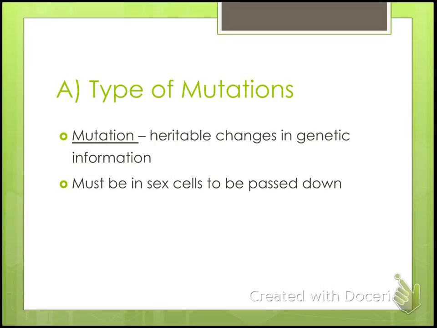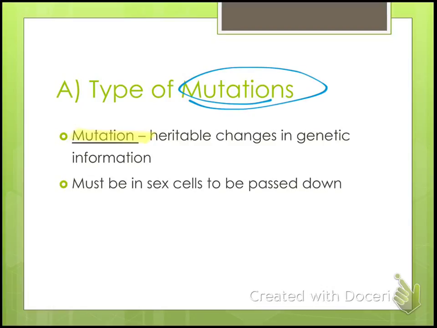Today we're talking about mutations. A mutation is a heritable change in genetic information. What does heritable mean? Heritable is when you can pass things down from generation to generation, so how parents pass down genes to their child. In this case, a mutation is a change in the genetics that is passed down.